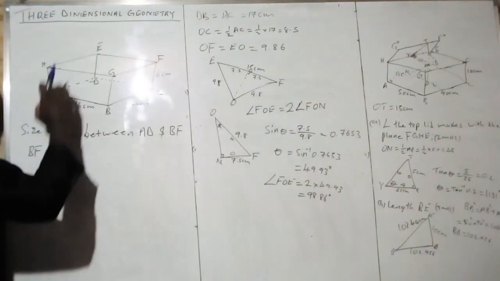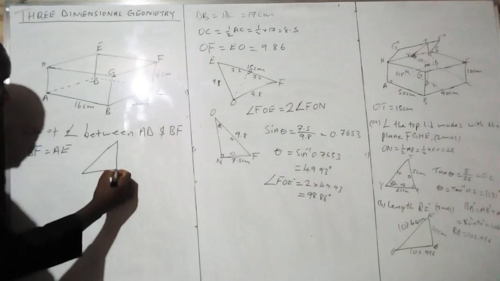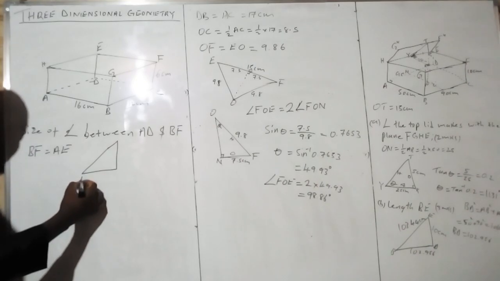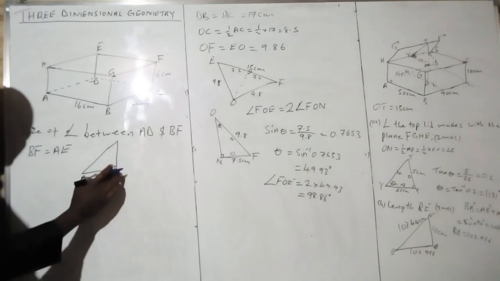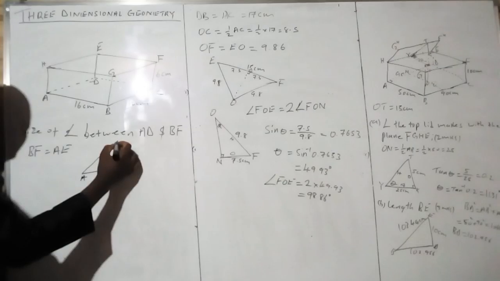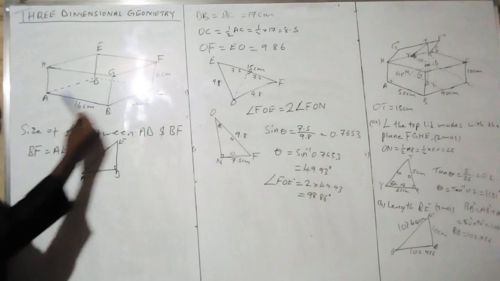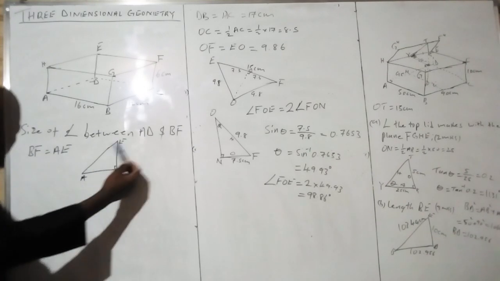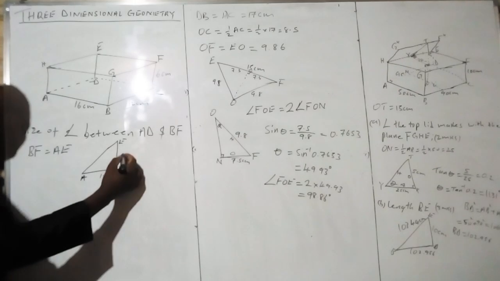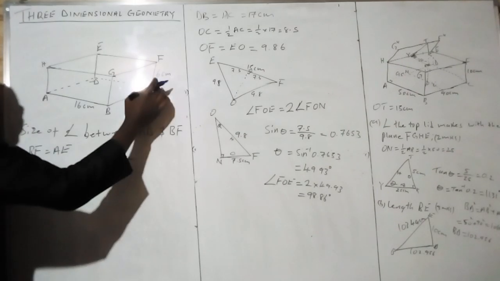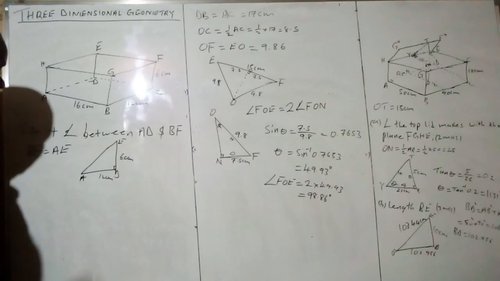We can extrapolate and say this is how it looks like. AD, this angle is 90, then ED, this is D, then E is there. Since we have said that BF is the same as AE, that's why we are going to use AE instead of BF. AD is 12 centimeters, DE is 6 centimeters, DE is equal to CF. The angle needed is this angle here.